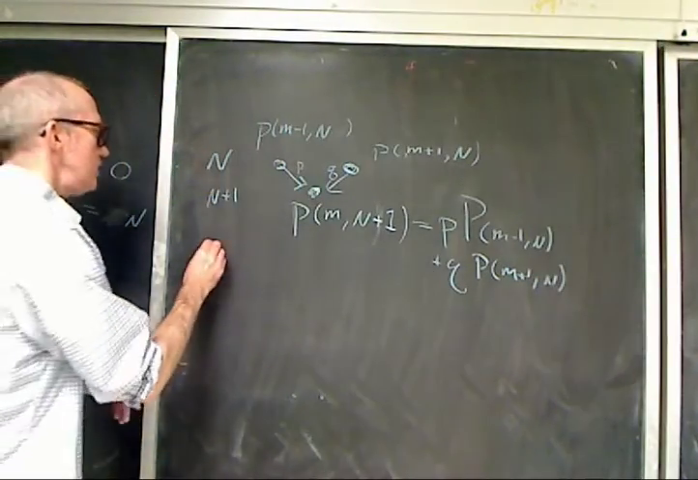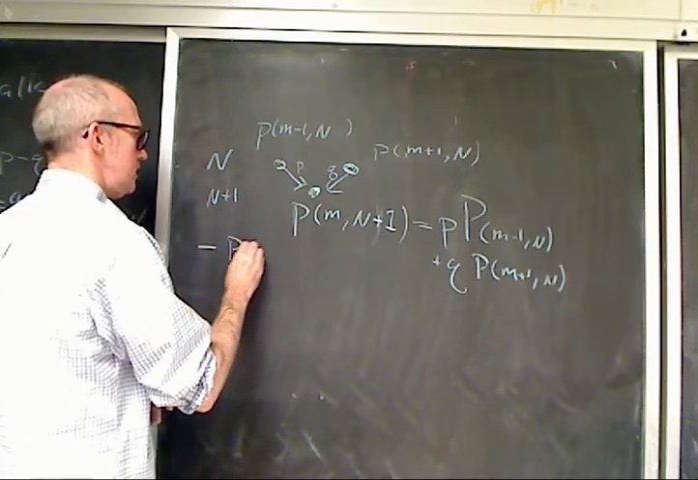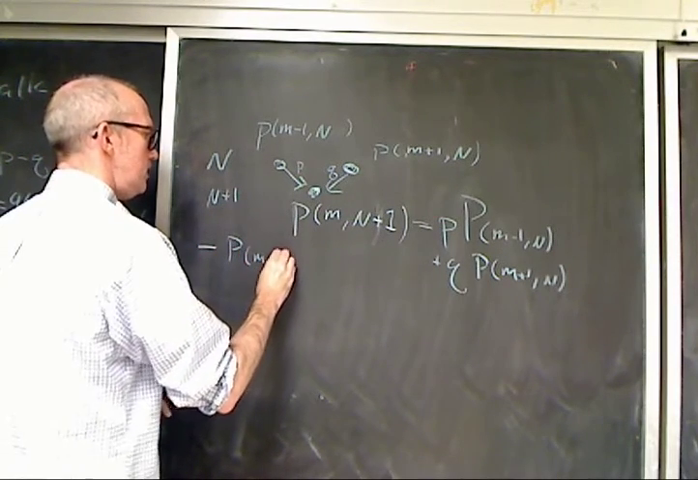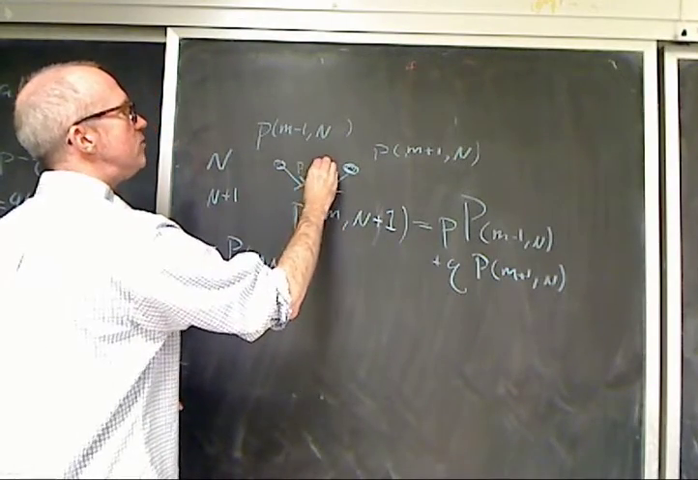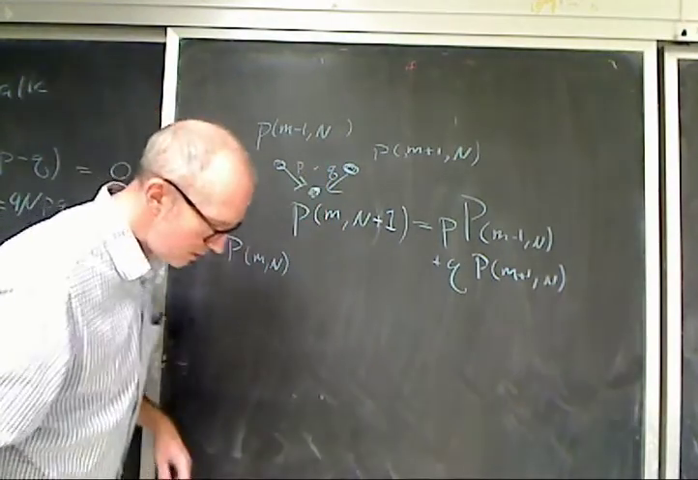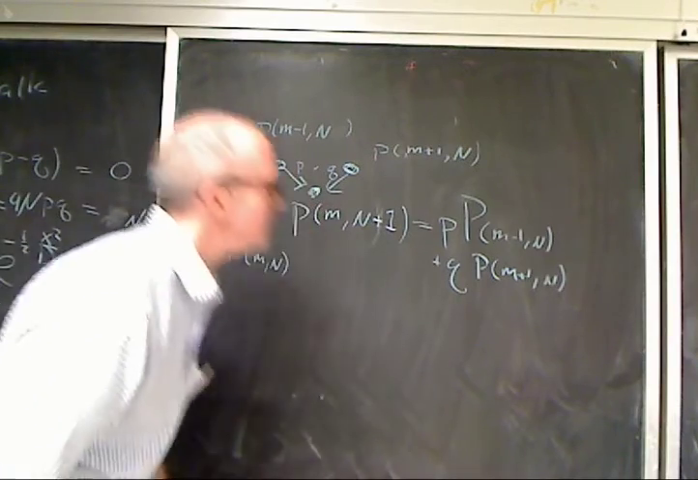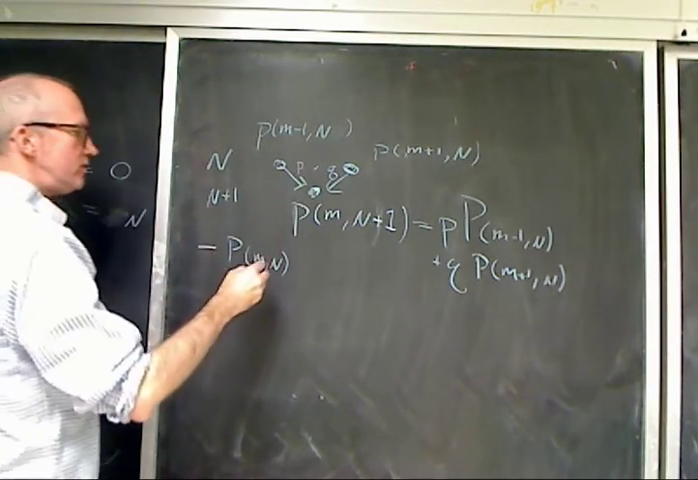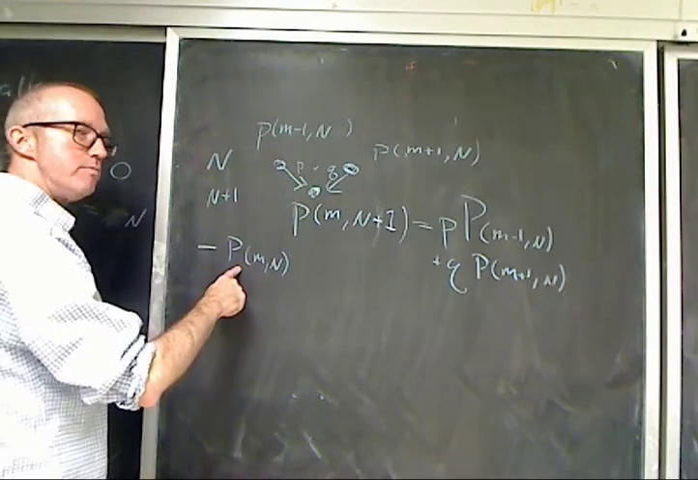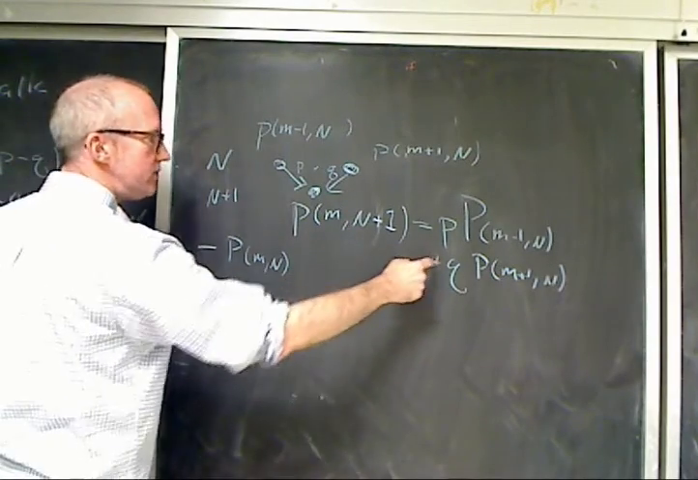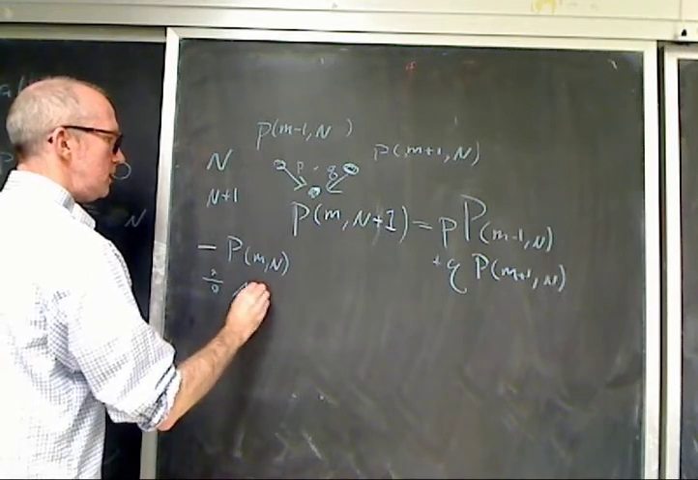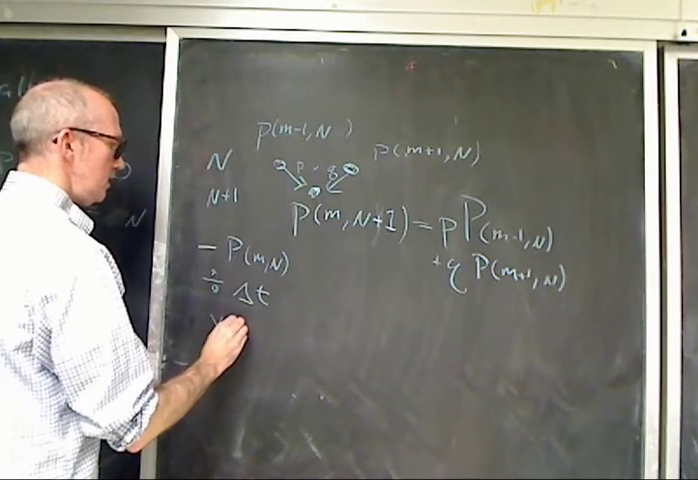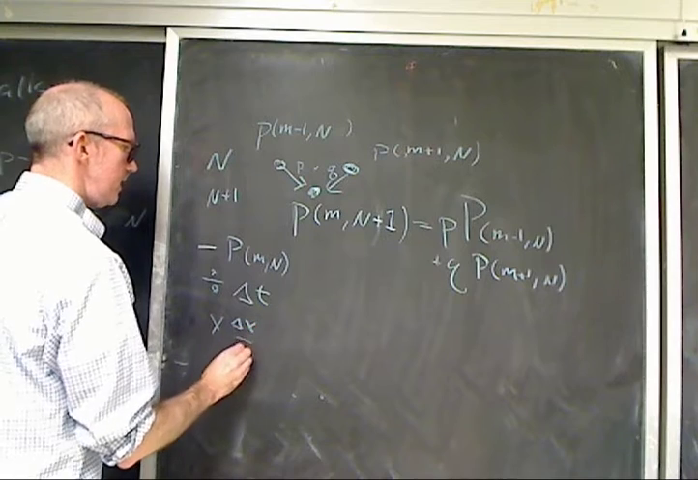Okay, so now I'm going to do two things. I'm going to subtract P of m and n. That's the probability of being here in the middle. Doesn't really make a ton of difference for us right now. So I'm going to subtract P of m and n from both sides. I'm going to divide through by delta t, and I'm going to multiply by a couple delta x over delta x.